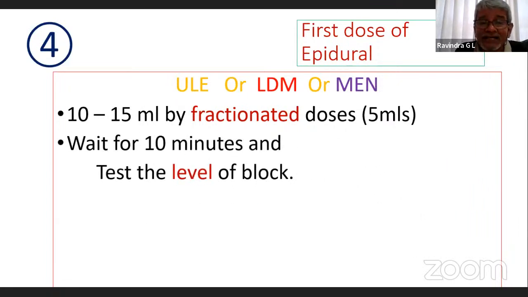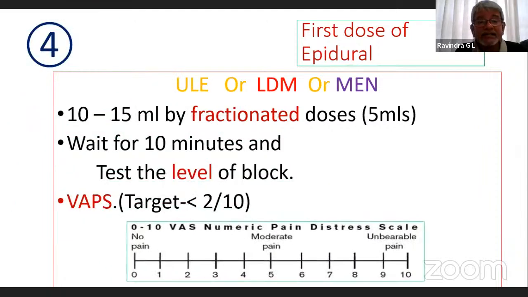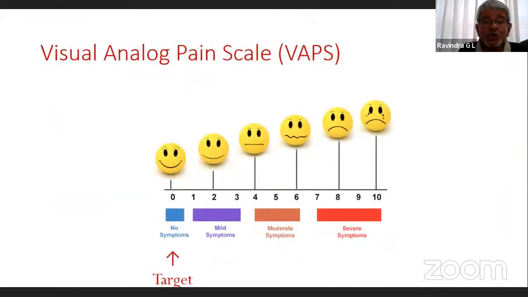Wait for 10 minutes and then test the level of the block. Always, your target should be the VAS score. A visual analog pain score of less than 2 is what is required. Most of the time with 10 to 15 ml, especially if the mother is in labor with, say, less than 3 to 4 centimeters dilated, with just 10 ml of the ultralight epidural, that is 0.0625% bupivacaine itself, the VAS score reaches zero. But we accept anywhere between, less than 2. Less than 2 is what we normally accept.